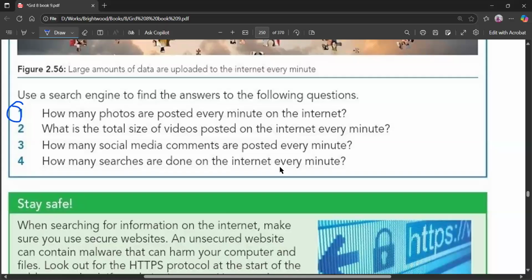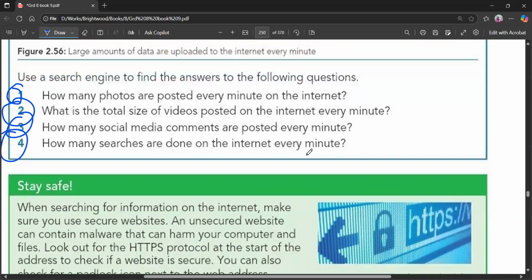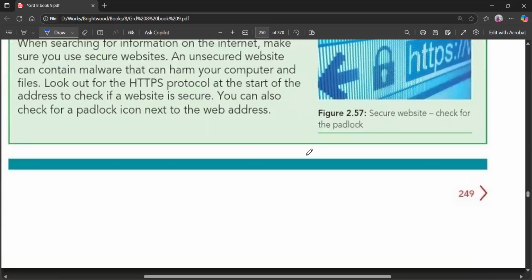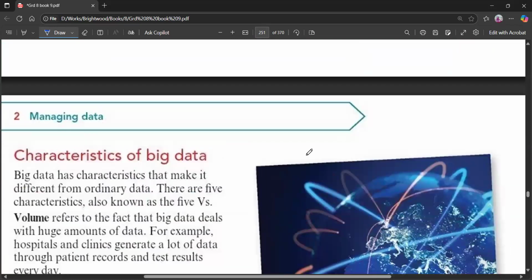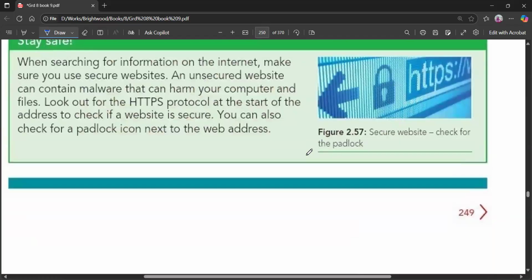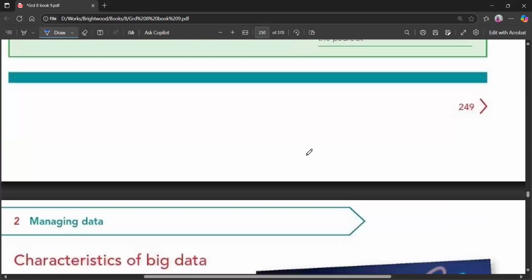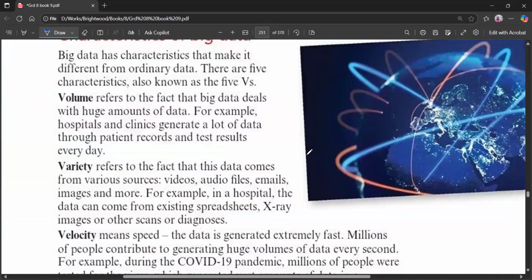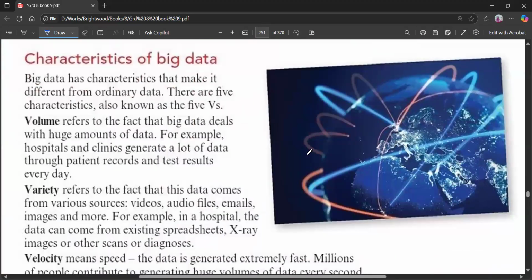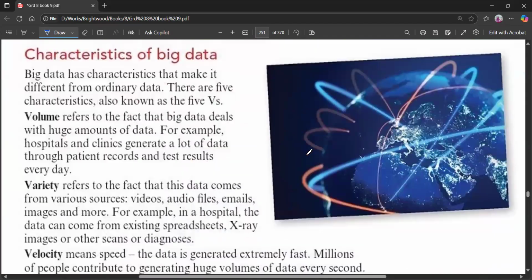So you can search these things later on. As I said previously, a huge amount of data is being transferred, so there should be some procedure for how it is transferred to the internet. So that's the thing we have to consider with big data.